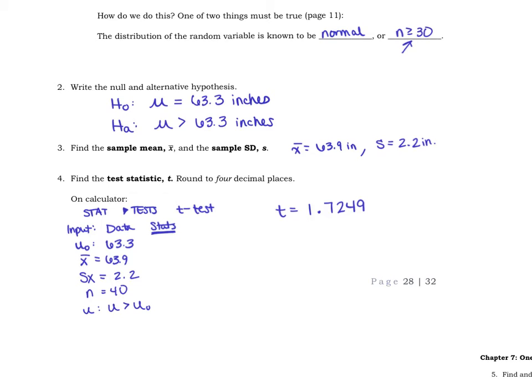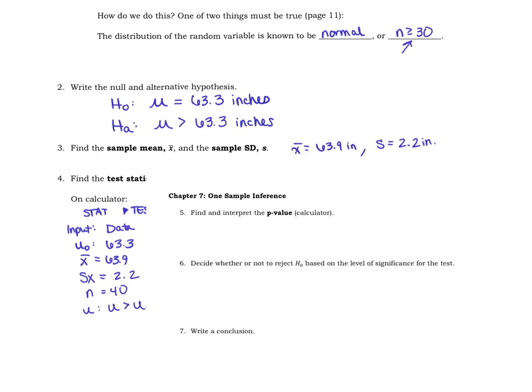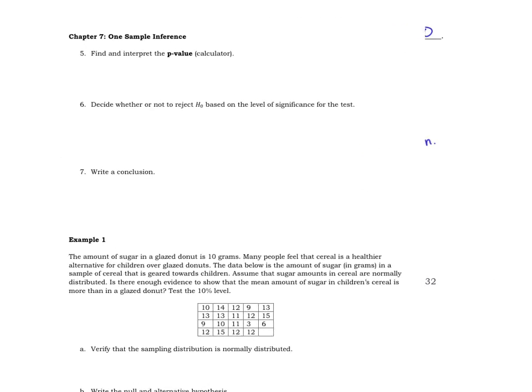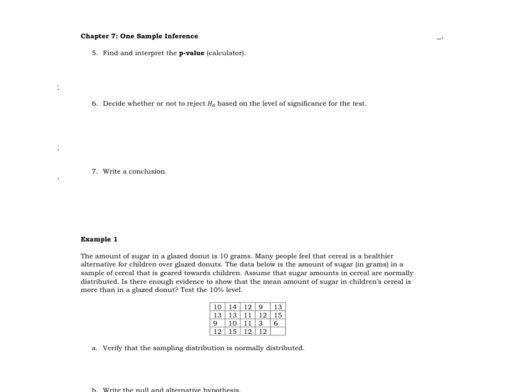Now, the next thing you're asked for, and I apologize here, when I downloaded, I didn't download enough pages, so this one's going to hang out on top here. Okay, find and interpret the p-value. So the p-value, again, taking that off of your calculator, is 0.0462.